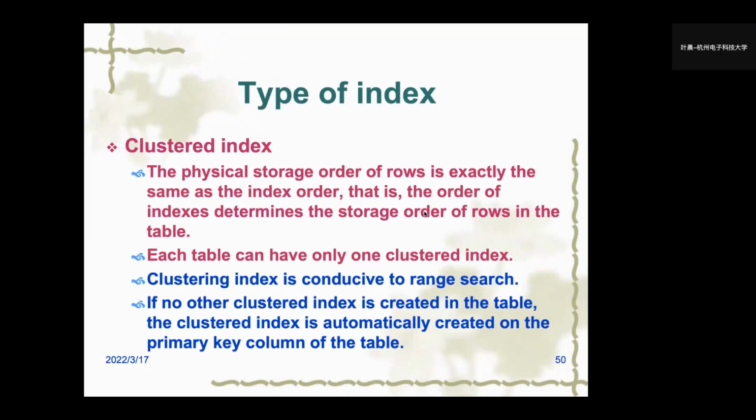For the clustered index, the physical storage order of rows is exactly the same as the index order. That is, the order of indexes determines the storage order of rows in a table. And each table can only have one clustered index. And the clustered index is conducive to range search. So if no other clustered index is created in a table, the clustered index is automatically created on the primary key column of the table.